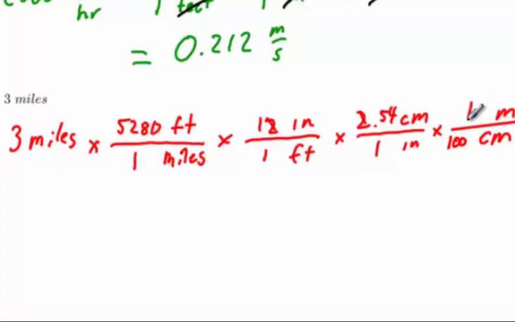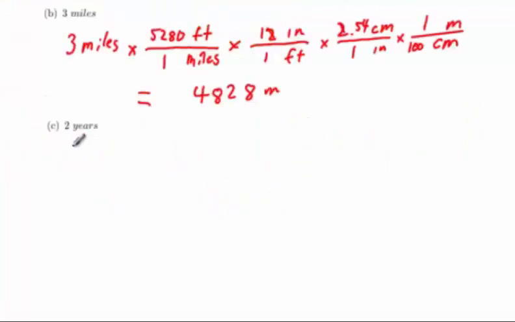This means to get the result, we should multiply by 5280, multiply again by 12, and by 2.54, and divide by 100, yielding 4,828 meters, which in kilometers would be 4.8, and that's sensible compared to the distance of 3 miles because both of these are familiar units to us.